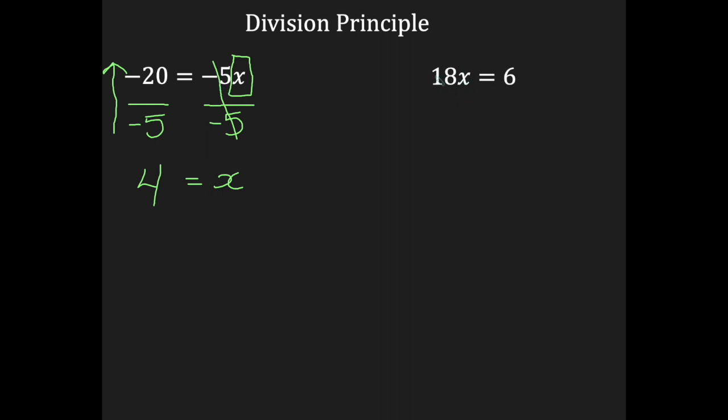In this example, I made sure my x was again on the left-hand side, but I have 18x equals 6. So who am I solving for? The x. I am trying to isolate x, which means I need to get rid of 18. 18 is connected to x by multiplication. The opposite of multiplication is division. So I would divide both sides by 18.